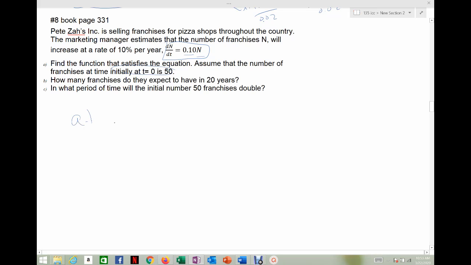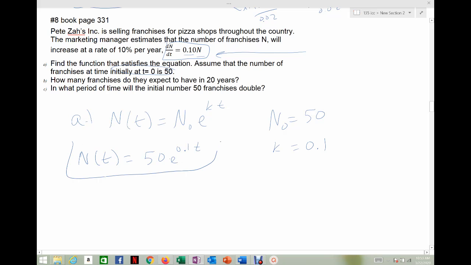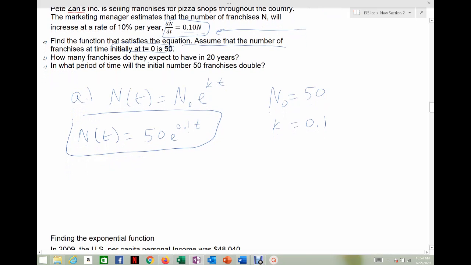So for A, we're looking for an exponential growth equation. So N of t equals N naught e raised to the k times time, and they gave us those. We started out with 50 franchises, so that's my N naught. They told us our k. k was 10%, which is 0.1 as a decimal. And so my equation is my franchises equal 50 e raised to the 0.1 times time. There's my equation that will find the number of franchises t years later.